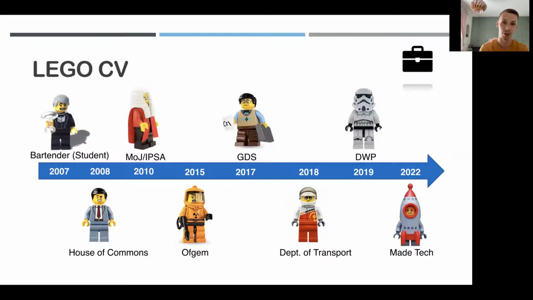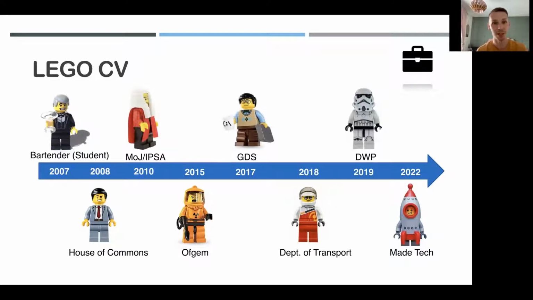I've also worked at the Department for Transport. I put the DWP, which is Department for Work and Pensions, as the stormtrooper. I've got a massive government critical service, about 6 million claimants that are potentially vulnerable people on benefits. And as of last week, I joined MadeTech. So that's just a short intro into my career, in Lego format, just to help me remember.